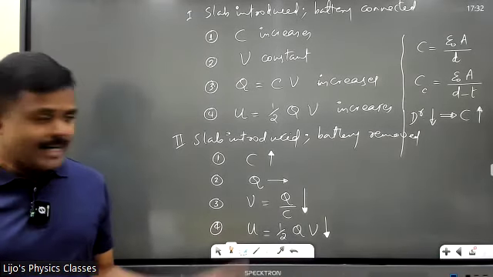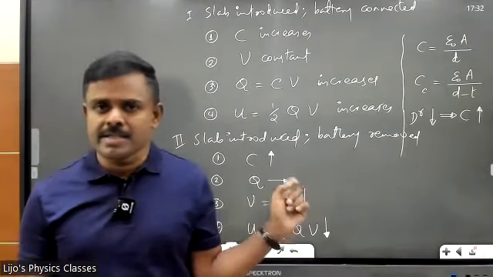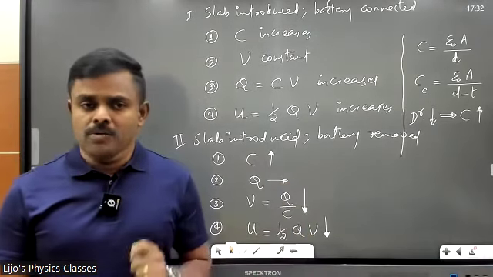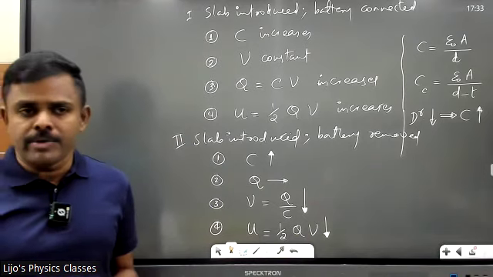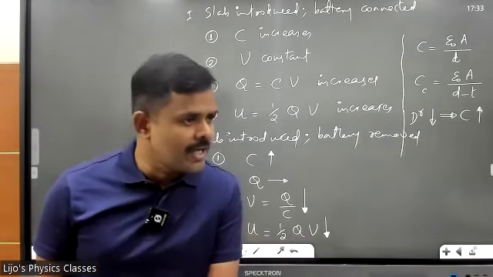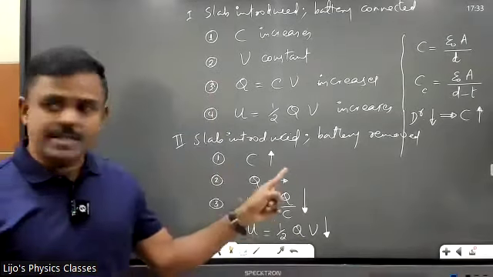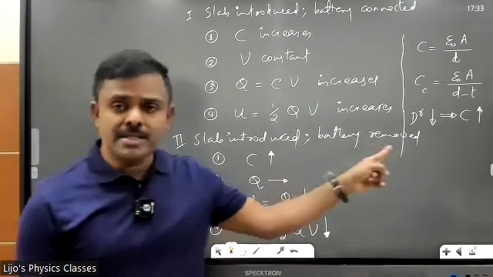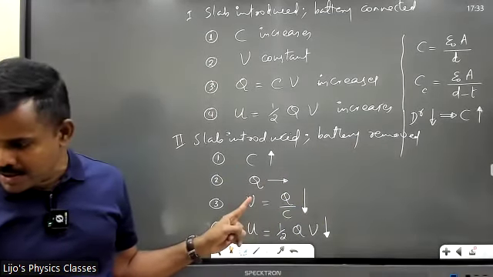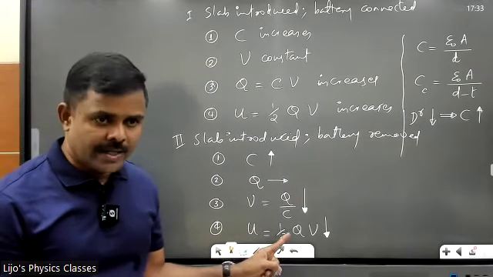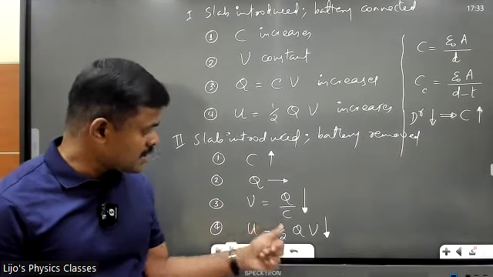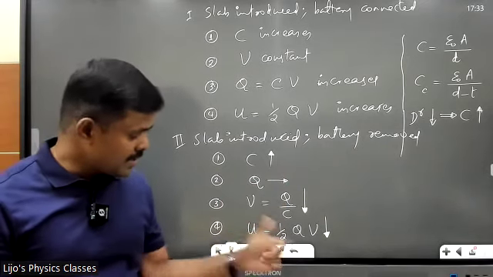Correct. Capacitance will increase no matter what kind of slab you are introducing, right? Irrespective of the slab you are introducing, capacitance will increase. Battery removed means charge will be constant. Then voltage, potential is what? Q by C. Here, Q is constant, C increases, so V decreases.